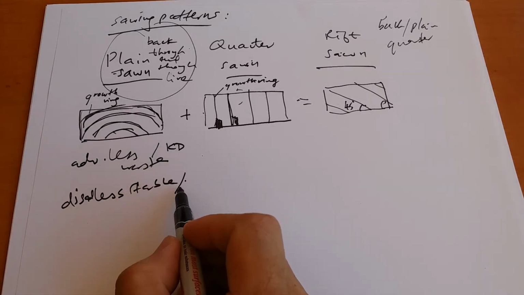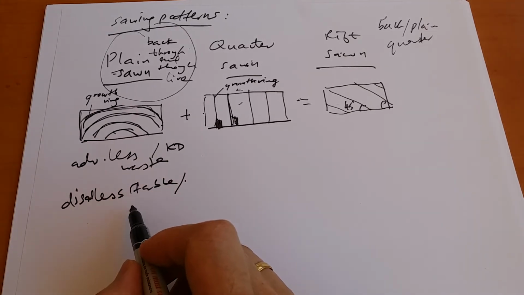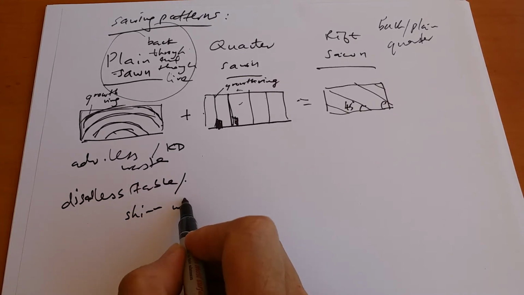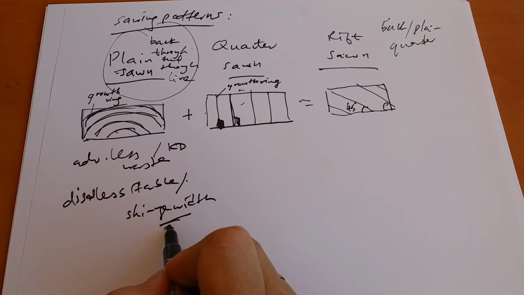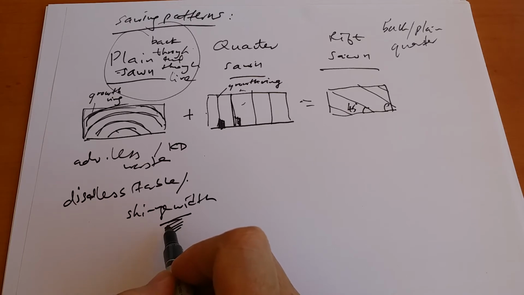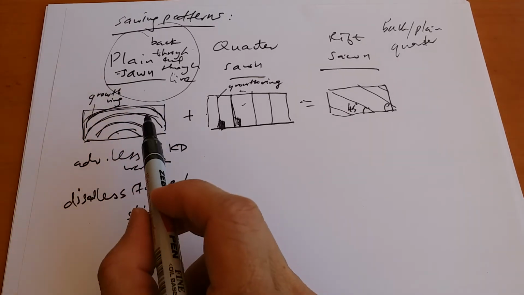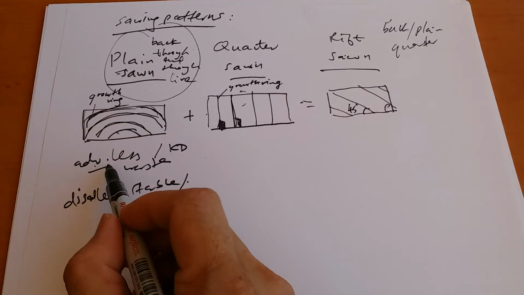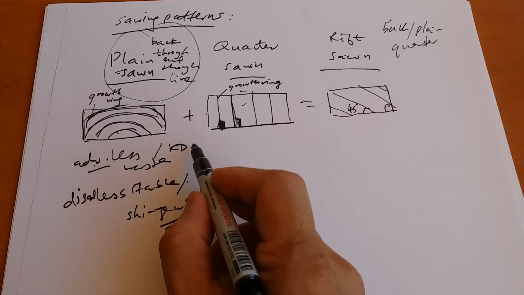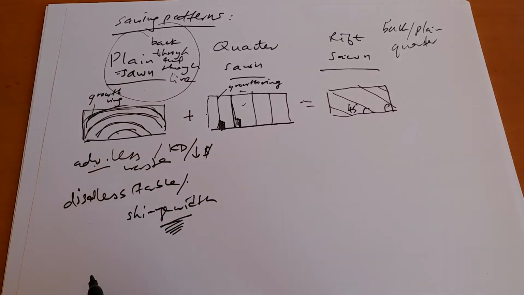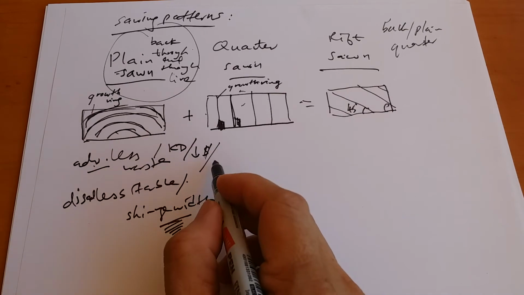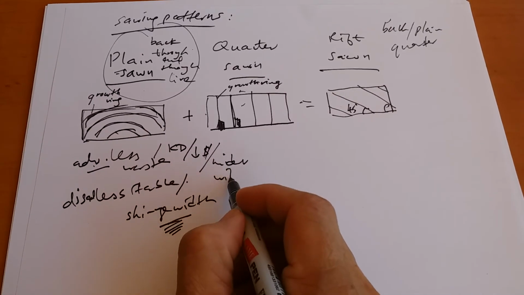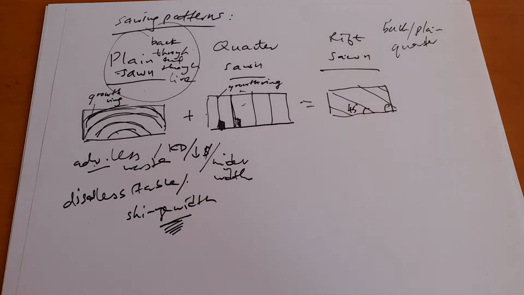However, the disadvantage is shrinkage is very high in width. Shrinkage is high in width. This is the biggest disadvantage that you can see in plain-sawn. However, one of the advantages for plain-sawn is it is not expensive. It's very cheap because you basically saw it straight through and through. Another advantage is you get wider width, a big width of sawn timber.